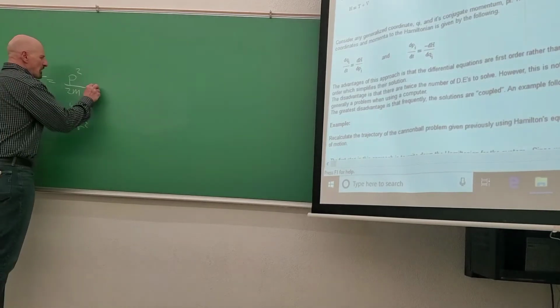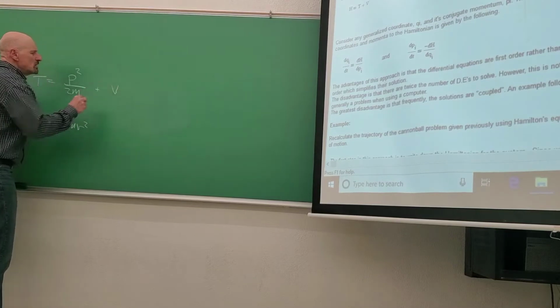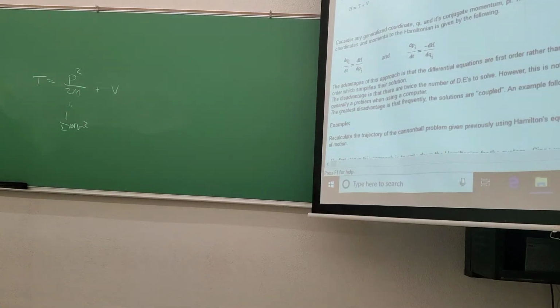So this, and then you will have some potential energy, which is usually, or most often, a function of distance. That's what potential energy really is. So this now becomes the classical Hamiltonian. We turn to Hamilton's equations of motion.